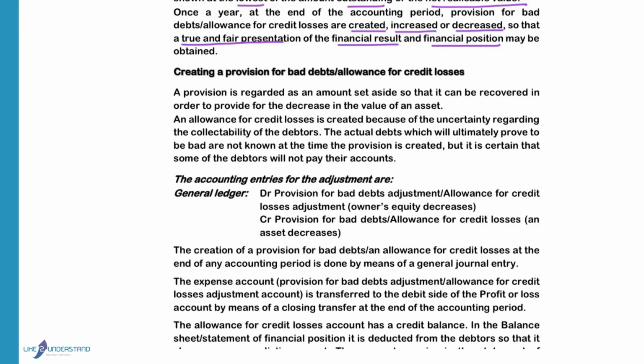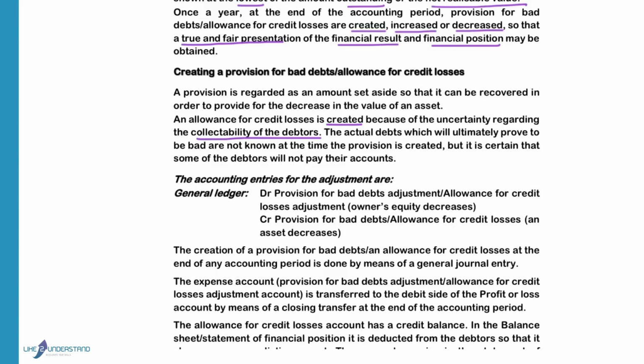Creating a provision for bad debts. A provision is regarded as an amount set aside so that it can be recovered in order to provide for the decrease in the value of an asset. So we make provision, we provide for the possibility that we will lose some of the money that the debtors owe us in the future. An allowance for credit losses or provision for bad debts is then created if it's the first time that you decide to do this, because there is uncertainty about the collectability of some of the debtors.